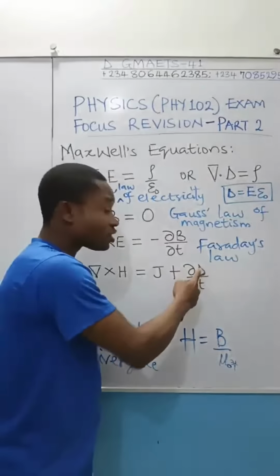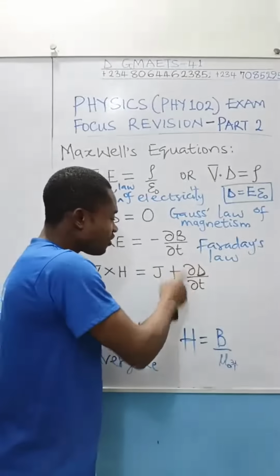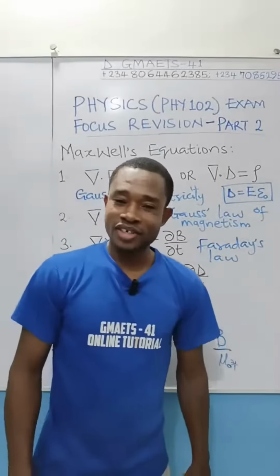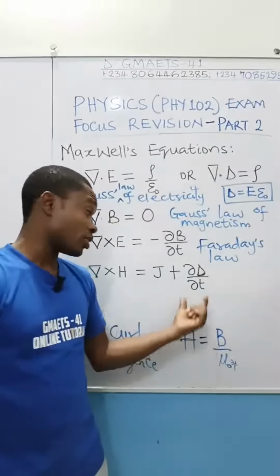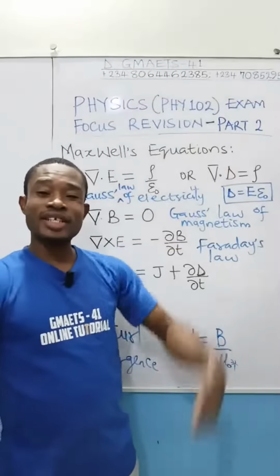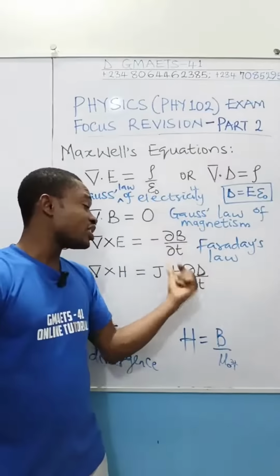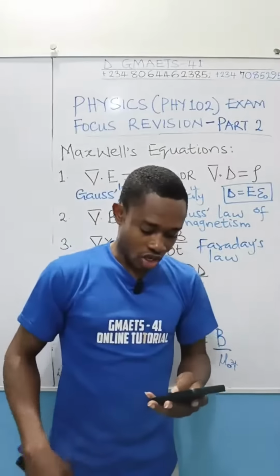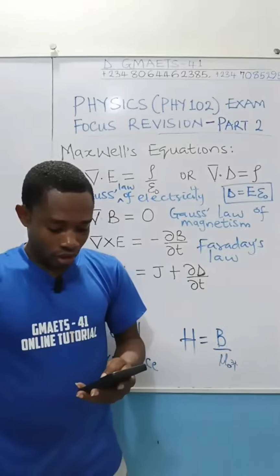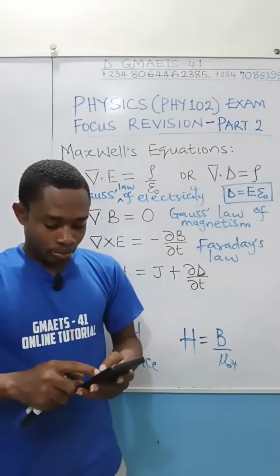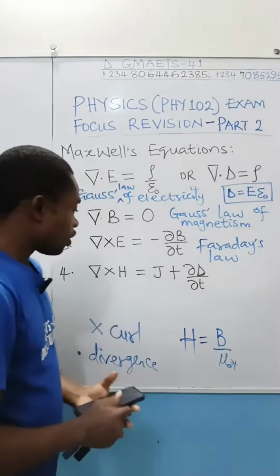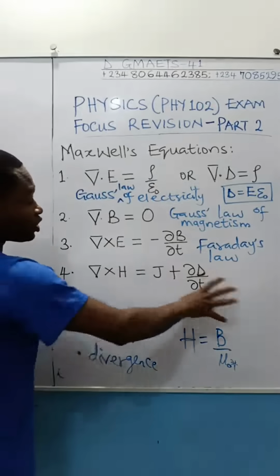Rate of change of what? Charge density, or partial derivative of this charge density divided by what? The partial derivative, that is over the partial derivative with respect to time. Just like you have dy dx. This one is partial derivative of this charge density with respect to what? With respect to time. So you want to take note of these equations here.